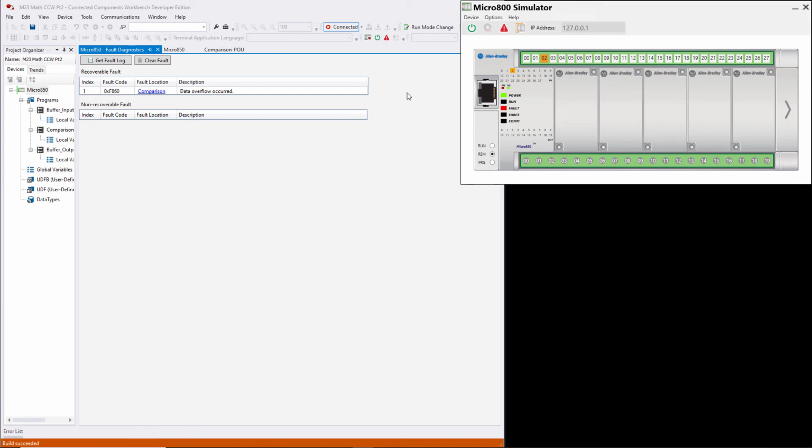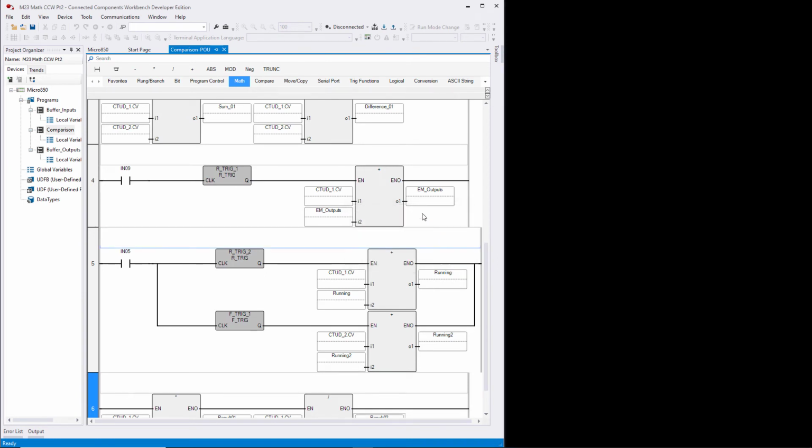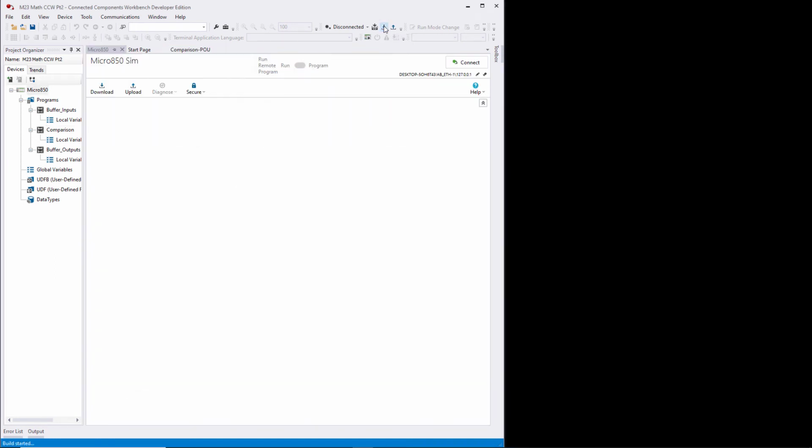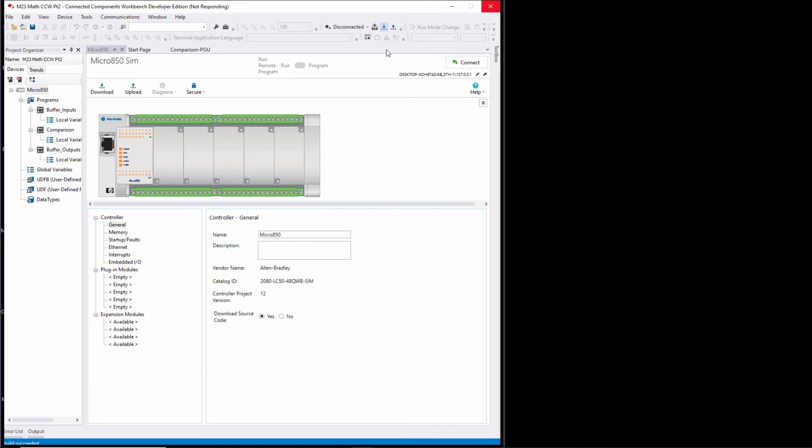Now there's a couple ways that you could undo this fault. Probably the simplest is to stop the simulator and then download again, because it's the simulator that's faulted, not your program in CCW. CCW doesn't fault, but the simulator does. So we're going to start the simulator back up and see what kind of messages we get to see if you have to do anything additional to get back running again.